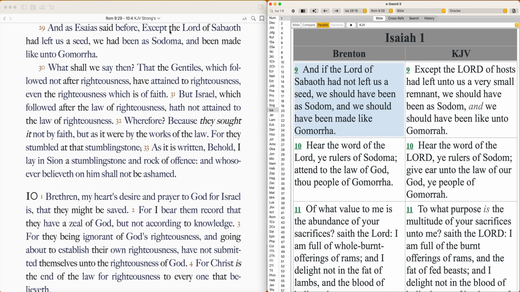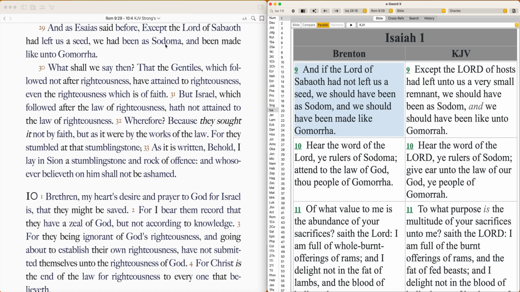If the Lord of Sabaoth, you see that? That's spelled exactly the same way it's written in the Greek Septuagint. The word Sabaoth means Lord of Hosts. It's the Greek transliteration of the way you say Lord of Hosts in Hebrew, Adonai Sevaot. So they're saying Lord of Sabaoth. If the Lord of Sabaoth had not left us a seed, that's what it says right there. That was Paul's quotation. He quoted from the Greek Septuagint.